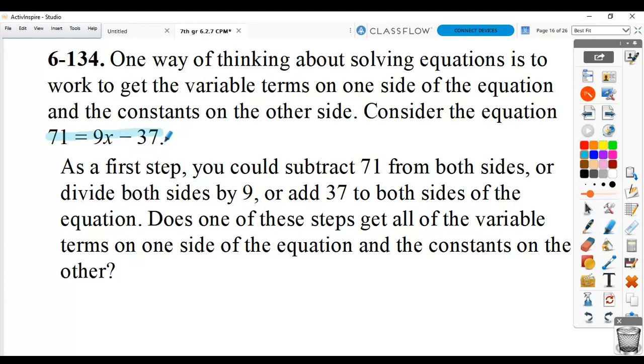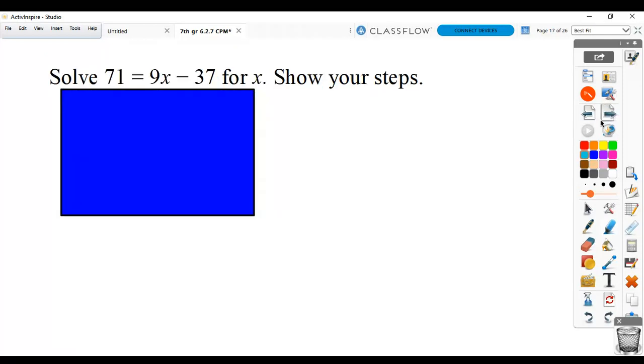Adding the 37 to both sides would mean that you have a number term by itself on the left side and the variable term 9x by itself on the right side. So yes, of these three processes, all of which are mathematically correct, the one that's the most efficient, or probably the easiest way to solve it, would be to add 37 to both sides of the equation. Then they have you solving it.